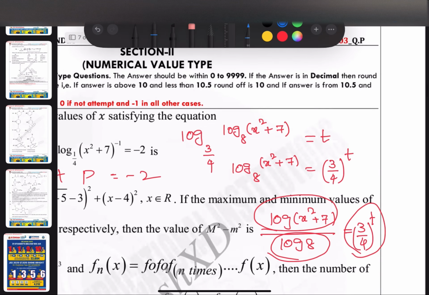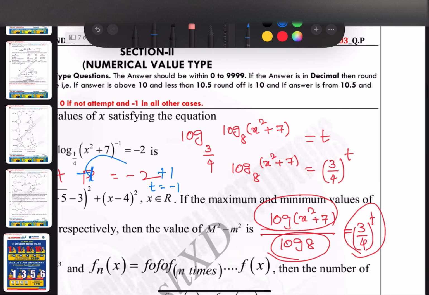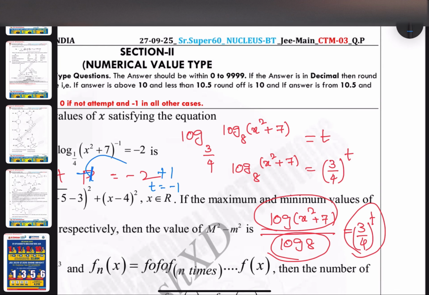So if p is minus 1, this is minus 1. So when this goes to that side, this goes to plus 1. So your t will also be minus 1. T is also minus 1. Alright. Then from this you will get log of x square plus 7 base 8 is equal to 3 by 4 whole power minus 1. So that will be 4 by 3.